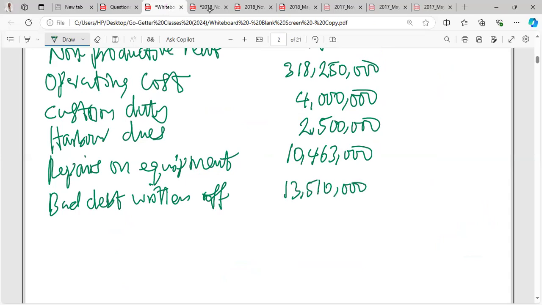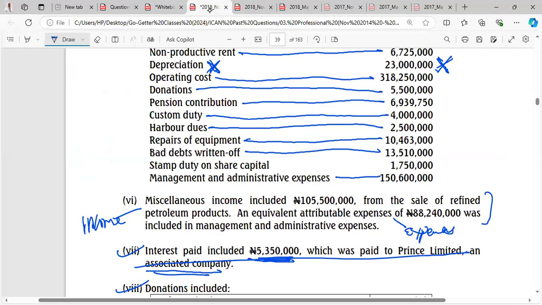And the next one, which is stamp duty on share capital. Now, stamp duty is not allowed. Then share capital. So these are supposed to be capitalized expenses. These are supposed to be capitalized. So this is not allowed.